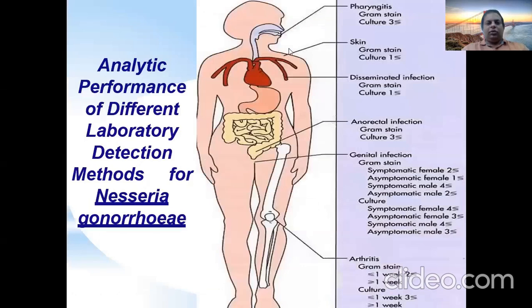Here are some examples of the analytical performance of different laboratory detection methods for Neisseria gonorrhoeae: pharyngitis, gram stain, culture; skin gram stain, culture; disseminated infection, genital infection, arthritis, and how it depends on the duration of the infection.